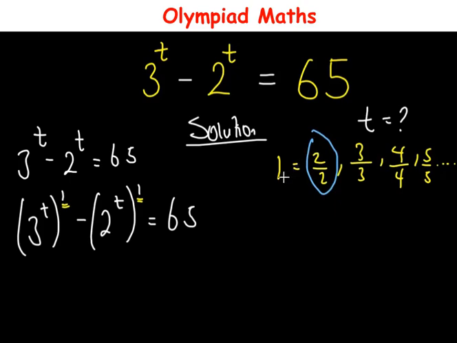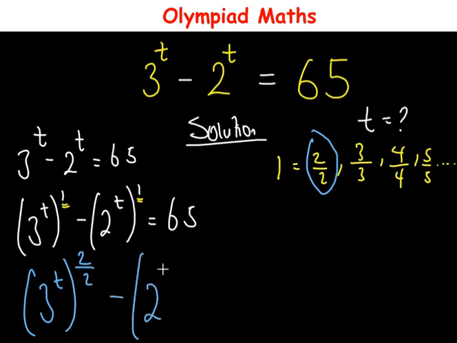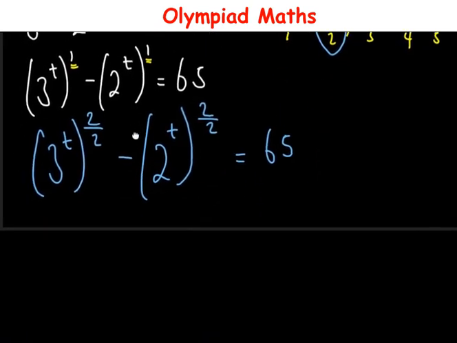Such that we now have it as difference of 2 squares. Just watch and see. So we have in bracket 3 raised to power t. Now instead of 1, we'll bring in 2 over 2. So 2 over 2, then minus in bracket 2 raised to power t. Then instead of 1, we'll bring in 2 over 2, is equal to 65. Okay, so from here, let us factorize out power 2 from here.